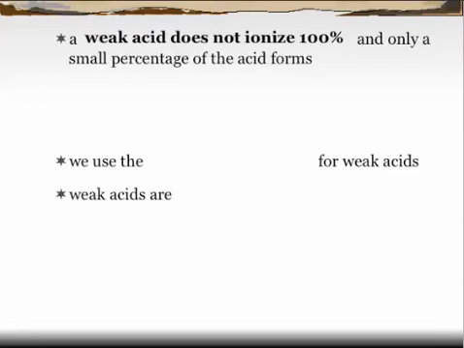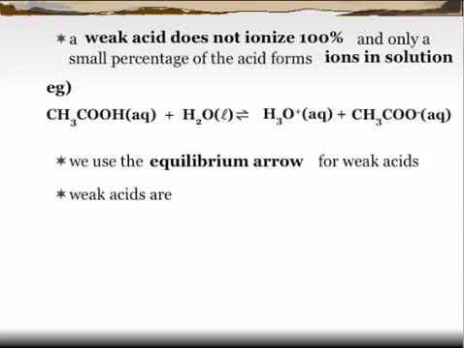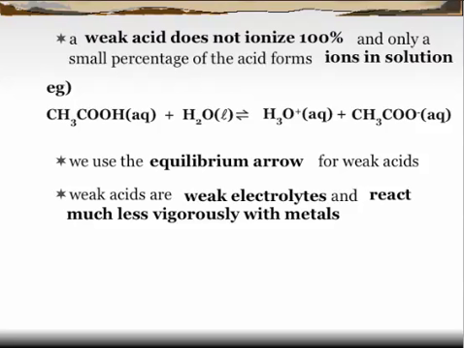Now, a weak acid does not ionize 100%, and only a small percentage of the acid forms ions in solution. So, for example, we have this reaction here. We use the equilibrium arrow for weak acids, and weak acids are weak electrolytes and react much less vigorously with metals. And we are going to look at strong bases and weak bases in the next video.